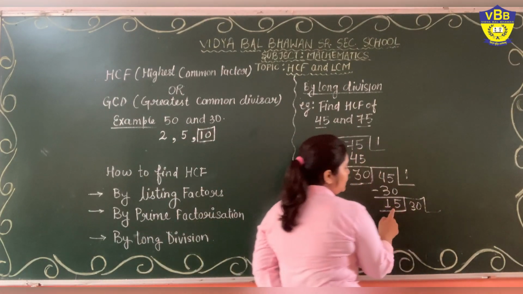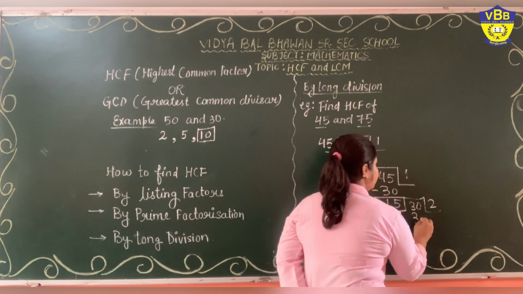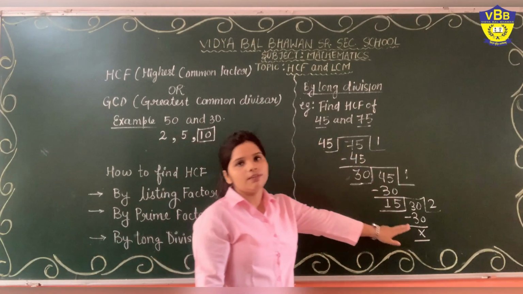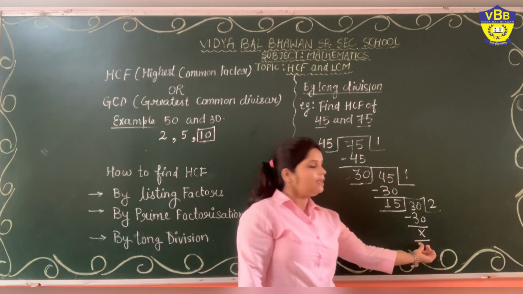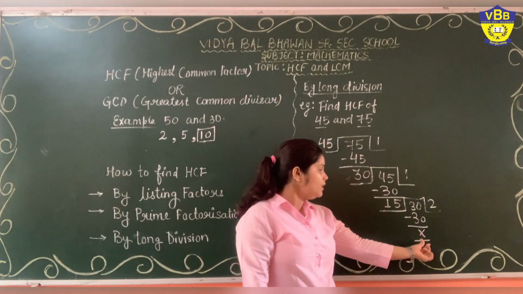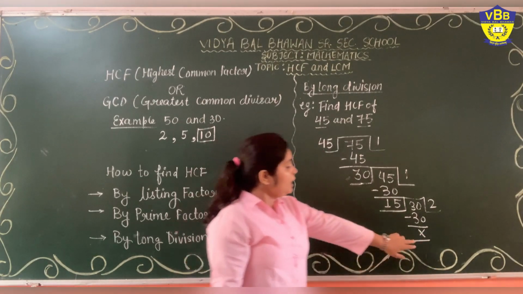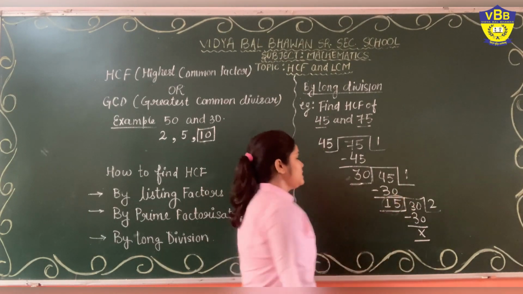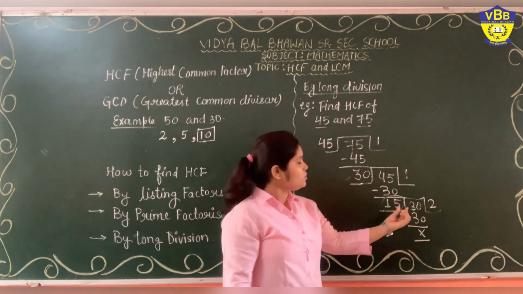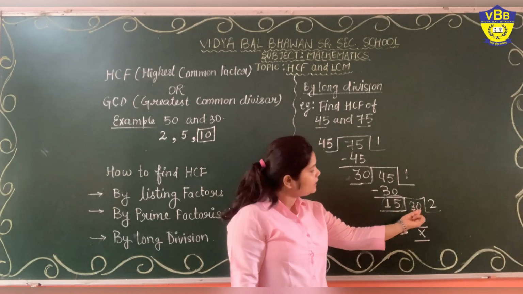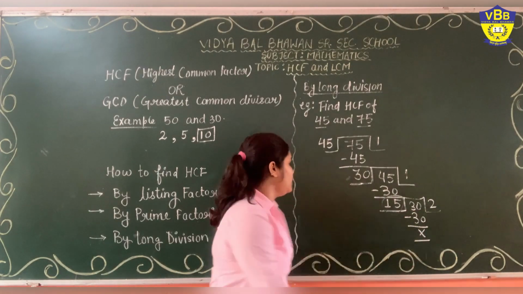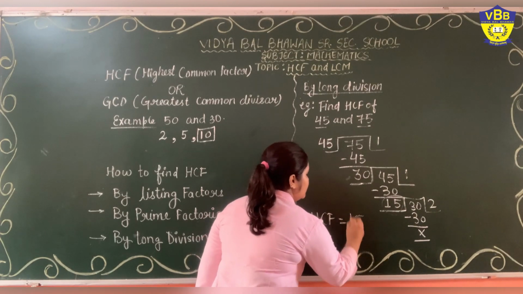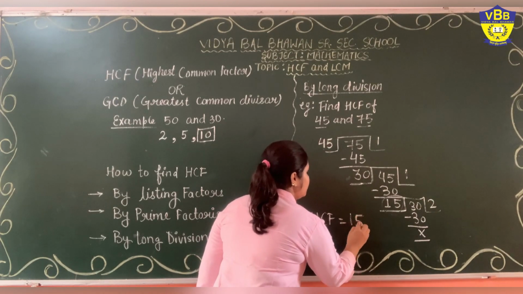What we will do? Divide it. 15 twos are 30. Remainder is 0. So we need to perform this division till we get the remainder 0. Here we got the remainder as 0. In that particular division, what is the divisor? This divisor 15 is exactly dividing this 30. So what is the HCF? HCF is 15.